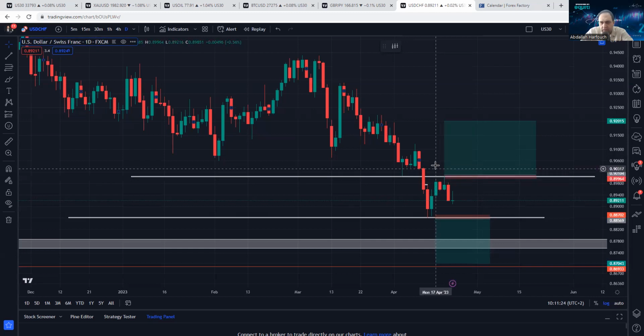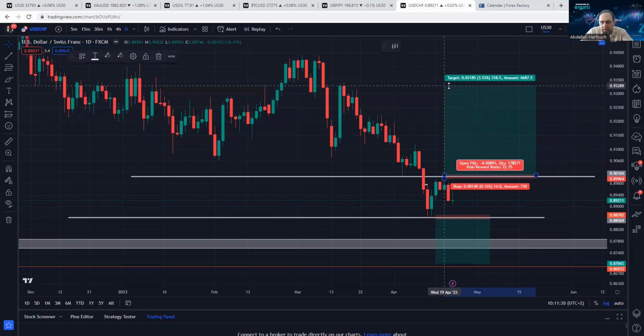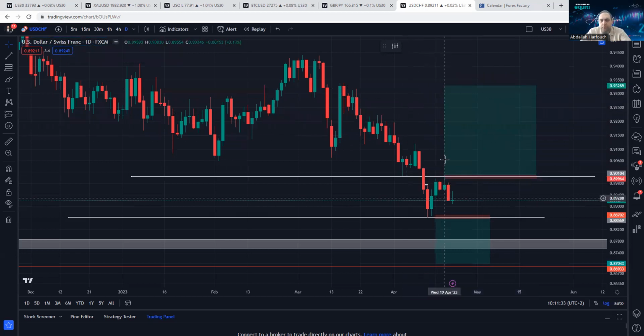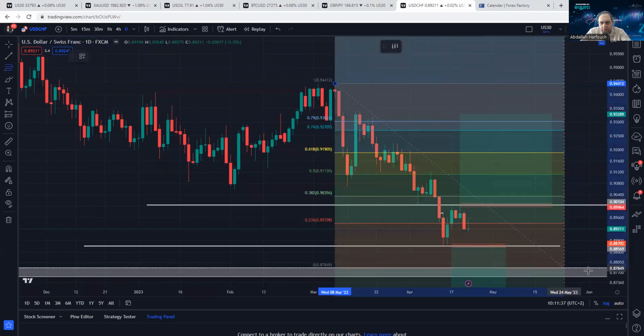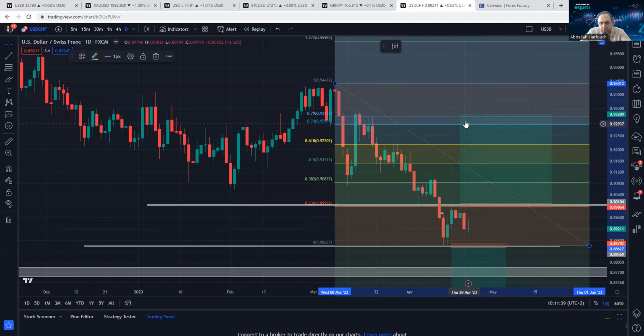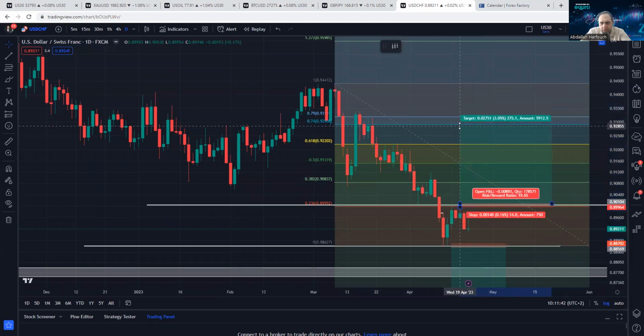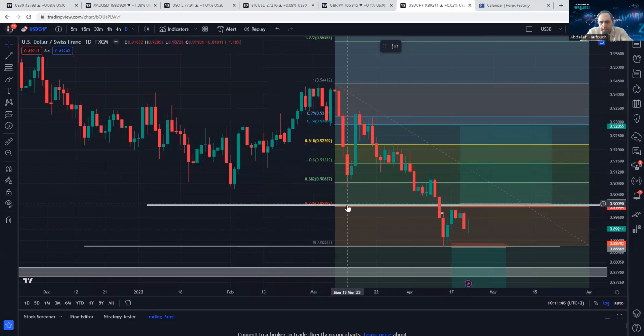0.8985, 0.9020 TP1, 0.9075 TP2, 0.9155 TP3, and 0.9328 TP4, the full push up for this move down. It will be around here, Fibonacci 74. Let's put the TP4 here around 0.9285. This will be the TP4.